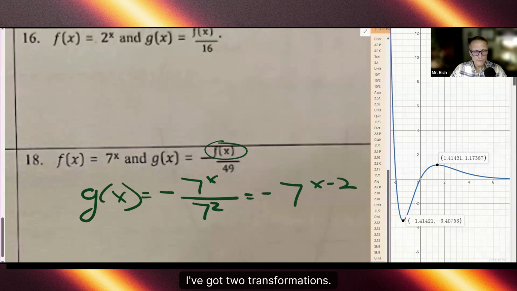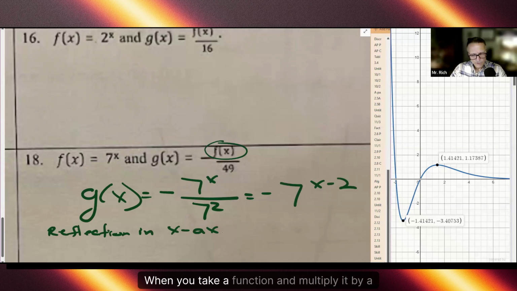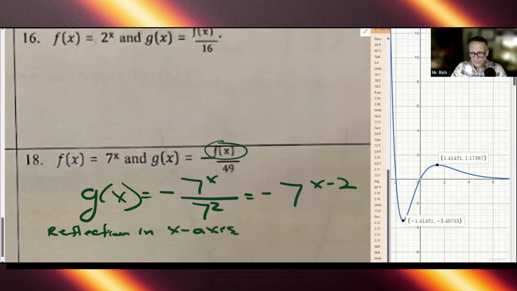Therefore, I've got two transformations. The negative right there is going to be a reflection in the x-axis. When you take a function and multiply it by a -1 in the front of the function, you are flipping it across the x-axis. And you are also at the same time replacing x with x minus 2. So that is a horizontal shift right 2.